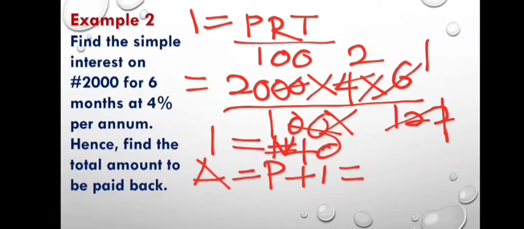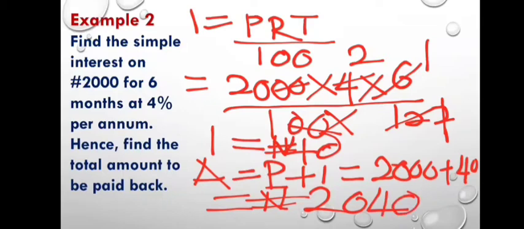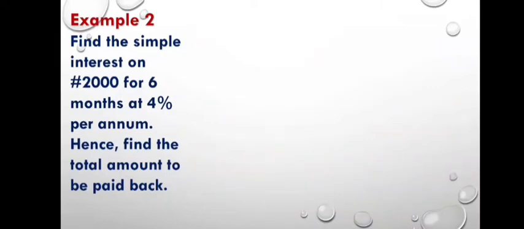And that gives us 2,000 plus 40. So at the end of the addition, you're going to be left with 2,040 naira. This is the amount to be paid back. I'm sure that was simple enough.